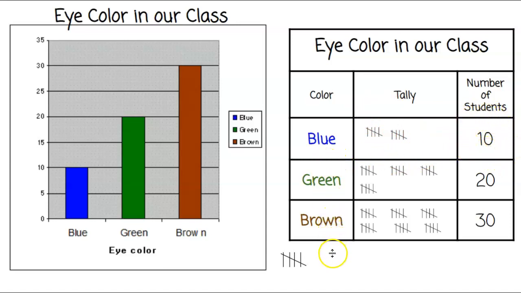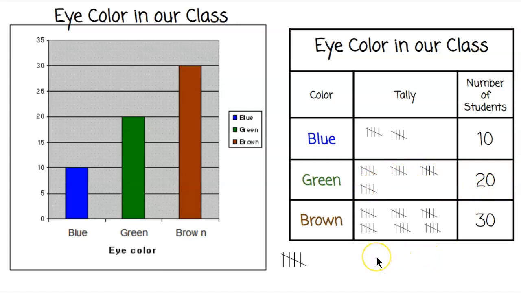Remember when we talked about tally marks earlier, we said that if I have 1, 2, 3, 4 lines and a diagonal, it means that that stands for 5. So this symbol down here stands for 5. So it makes it a little easier to count when I want to count by 5s, which you'll be practicing later on. 5, 10. Count with me. 5, 10, 15, 20. I have 20 people who have green eyes.